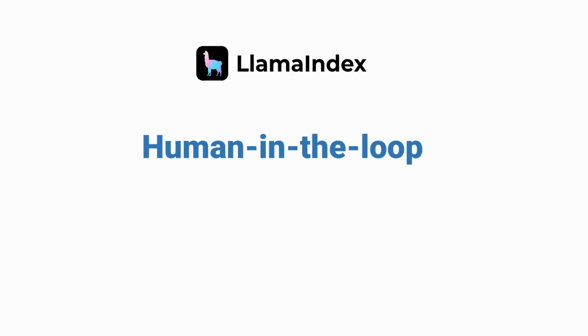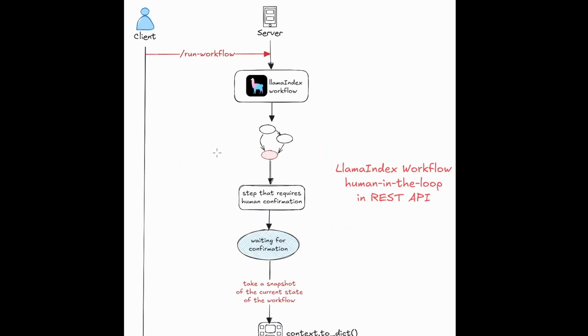Human in the loop is a crucial component for agentic systems, but how can we implement it for REST APIs where the request-response model does not allow for long-running workflows? Let's say that we have a run workflow endpoint that runs a LlamaIndex workflow. And inside that workflow, we have a step that requires the user's confirmation.